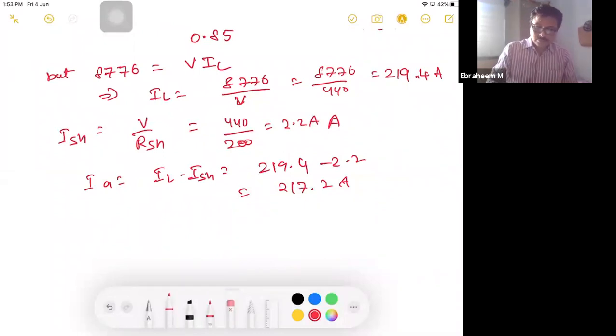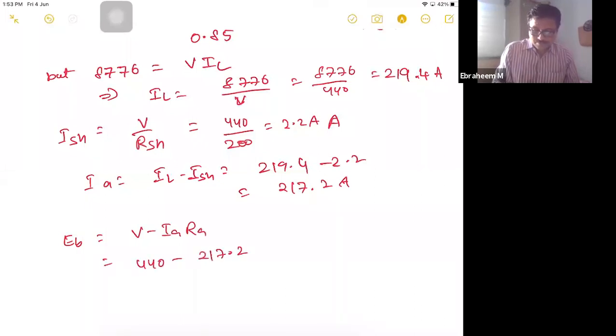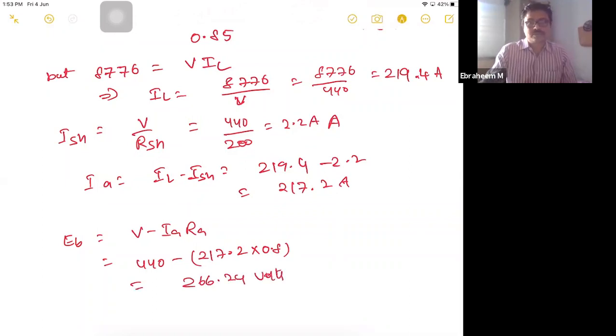Now you can find out EB. EB is equal to V minus IA RA. This is 440 minus 217.2 into 0.8 ohms. This is 266.24 volts.